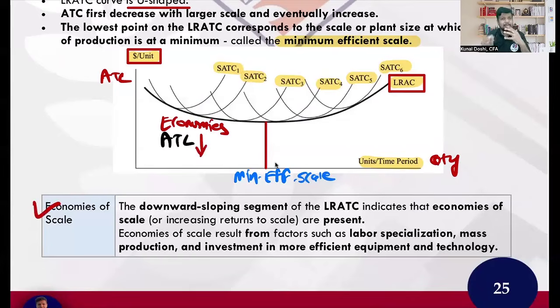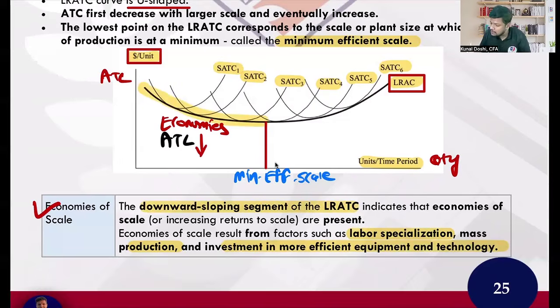Economies of scale generally happen because if you're producing at a massive scale, you get labor specialization, mass production reduces your cost, and investment in more efficient equipment and technology. Right? This is the downward sloping segment of long-run ATC. So this is the downward part of long-run ATC. This is called economies of scale. What happens in economies of scale? Average total cost is going down, right?